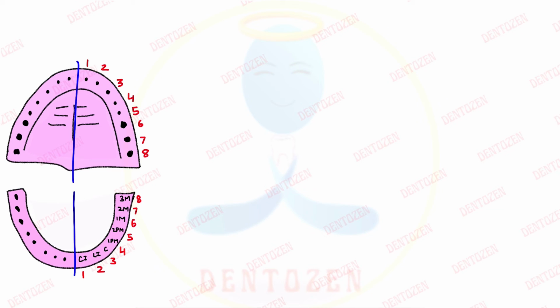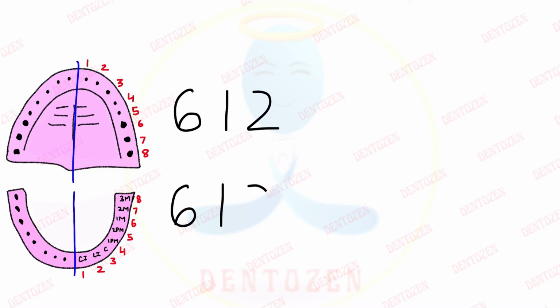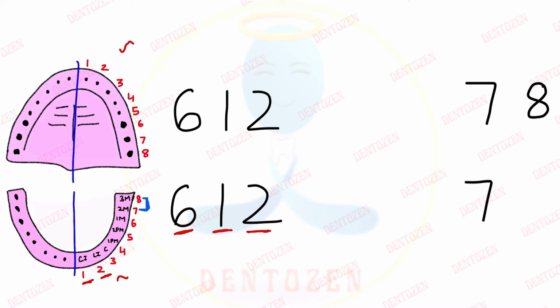For the sequence, the first molars will come first, 6, 12, 6, 12, that is for both maxilla and mandible, followed by the central incisor and lateral incisor. After that, the other molars, that is the second and third permanent molars, number 7 and 8, are not in a hurry and will come last, so we put them in the last.